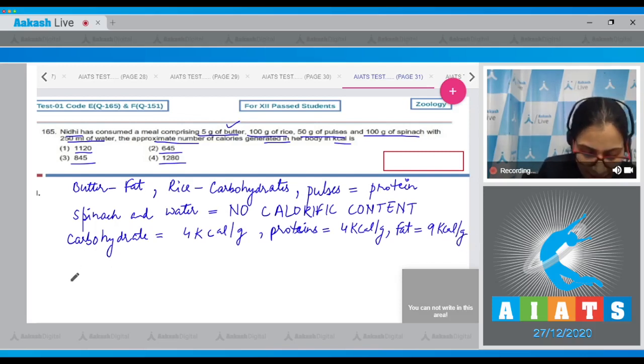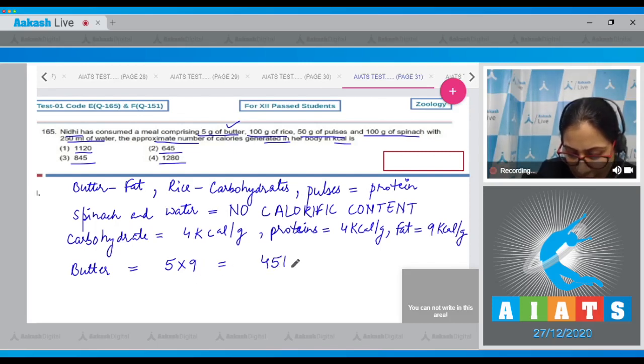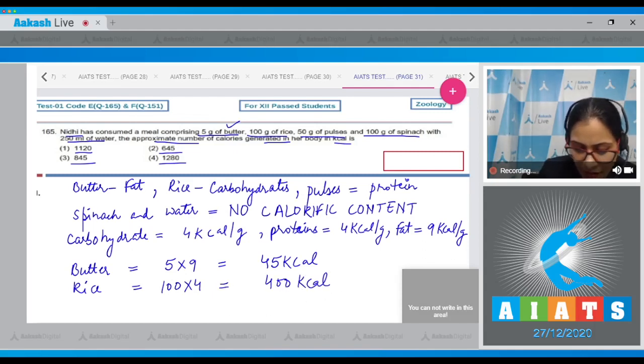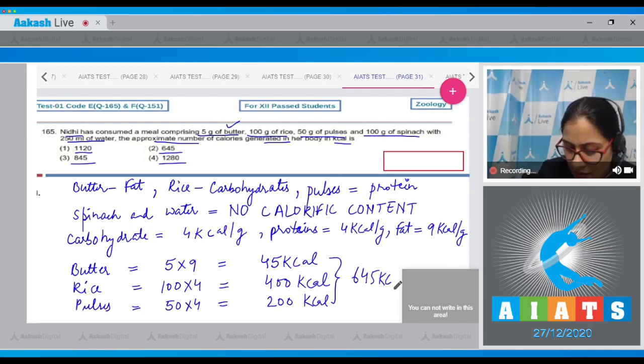So accordingly, butter will provide 45 kilocalorie, rice, which is a source for carbohydrate, will provide 400 kilocalorie, whereas pulses, which are a form of protein, will provide 200 kilocalorie. That totals to 645 kilocalorie. So the correct answer to this question is option number 2. Let's move on to the next question.